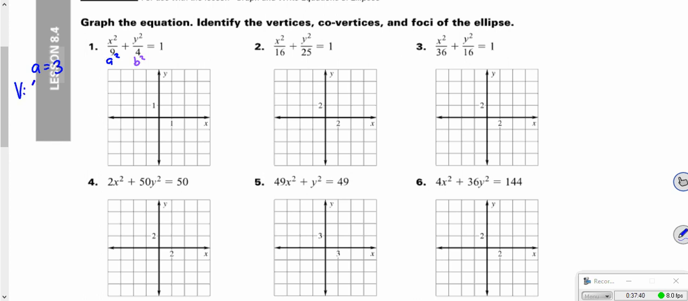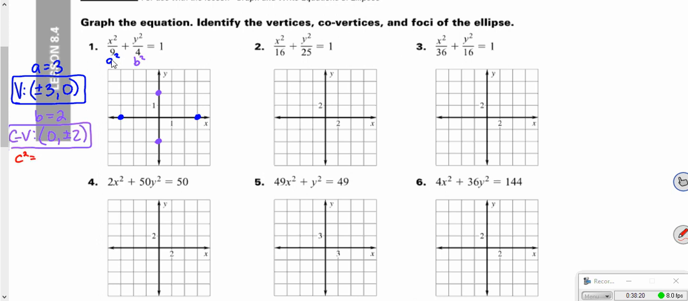and that means your vertices, again, are going to be on your x-axis, so it's going to be plus or minus 3, comma 0. Plus 3, minus 3. If b squared is 4, that means b is going to be 2. So your co-vertices are going to be 0, plus or minus 2. Again, it's got to be on the y-axis. So up 2, down 2. So we have co-vertices. We have vertices.